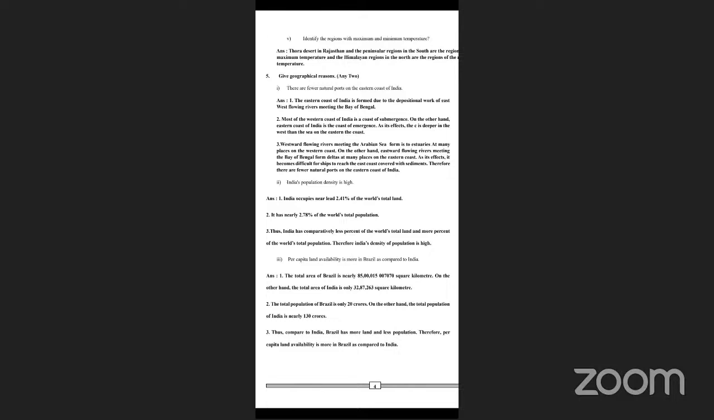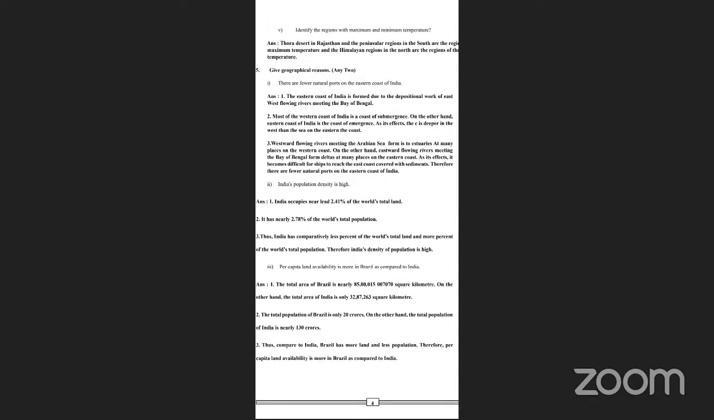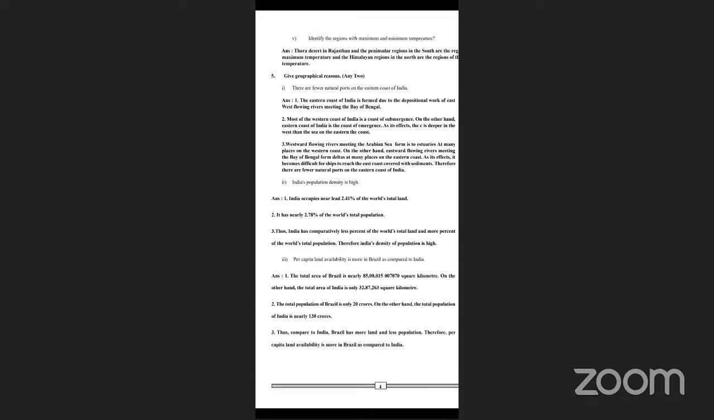Then geographical regions, give reasons. See, there are fewer natural ports on the eastern coast of India. Here we discuss the fewer natural ports on the eastern coast of India. Actually, India has coastal areas on two sides. One lies to its west and another lies to its east. But compared to the west, no natural port is found along the eastern coastal region. And now here we specify the reasons for that.